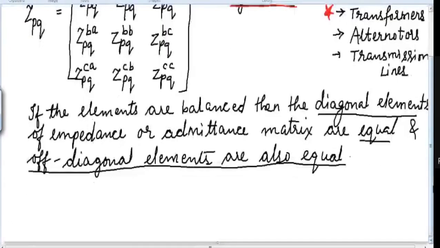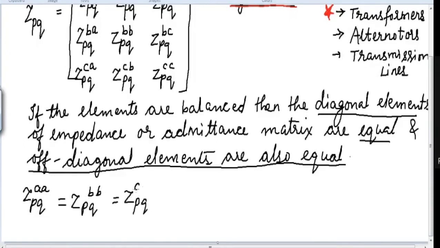And if we want to write this in the form of an equation, how can we write it? Let us see. ZPQAA is equal to ZPQBB is equal to ZPQCC. Let's give this a different variable name, ZPQS, because it is stationary. Let us give this as S. Similarly, we can write for the off diagonal element. So this is the diagonal element, which we have written right now.